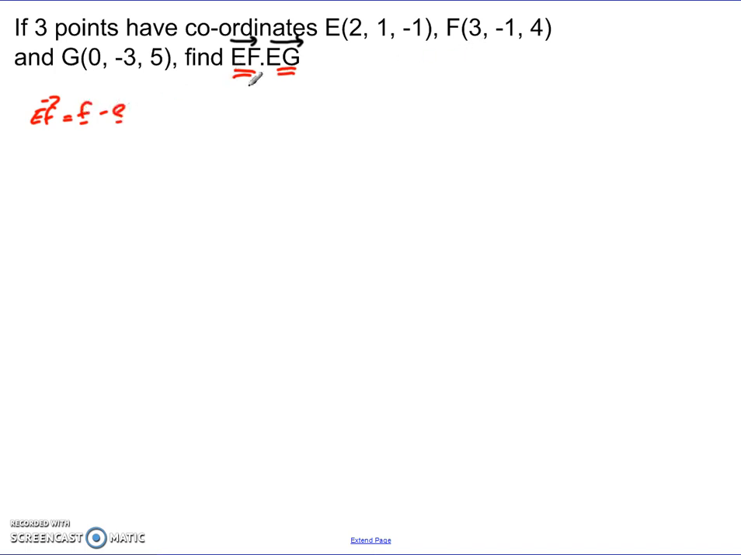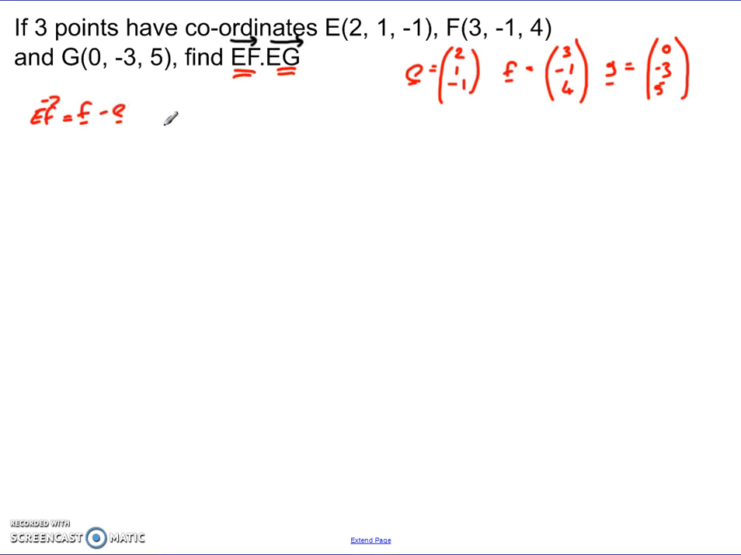Now remember, we can get these by simply looking at the coordinates. These position vectors come from the position vector from O, the origin, to this point. So remember, we can just write down the vectors by making a column vector out of the coordinates. So I know the E is going to be given by the vector 2, 1, negative 1. F is going to be given by the vector 3, negative 1 and 4. And G is going to be given by the vector 0, negative 3 and 5. So I've got my 3 vectors there that I'm going to use to calculate these two.